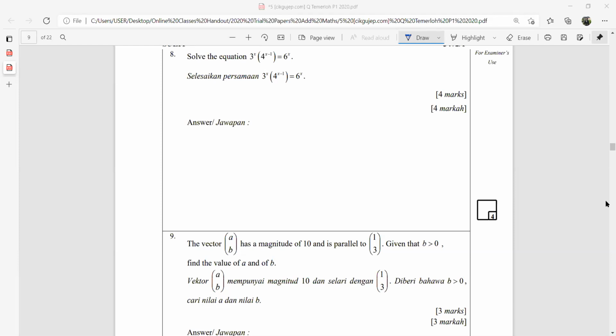Okay, so we shall check the answer. Okay, so who else wants to give the answer for number 9 so far? Number 9 also, Singy gave already.